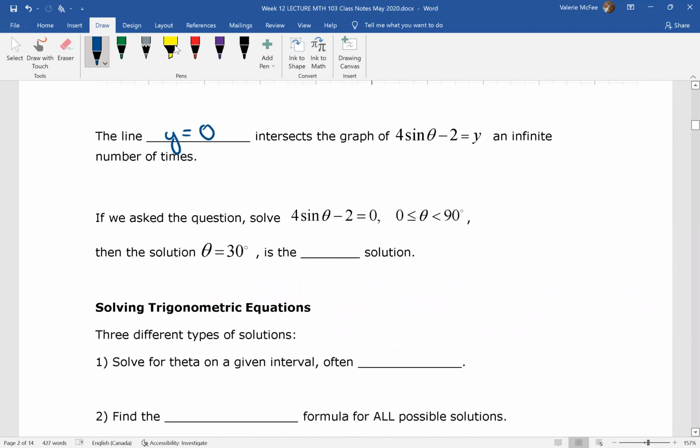Now, if we had asked that same question, 4 sine theta minus 2 equals 0, but said here's a restriction, only from 0 degrees to 90 degrees, then our solution, theta equals 30 degrees, would be the only solution.